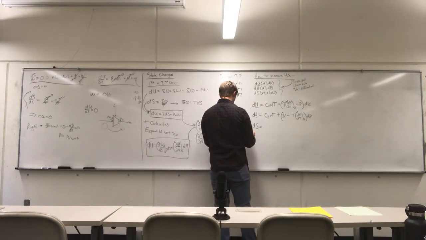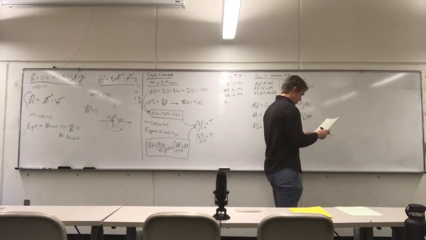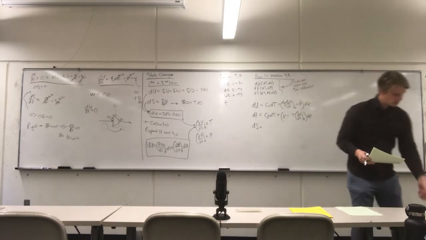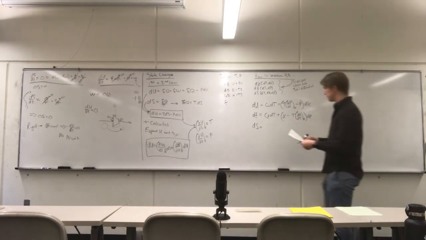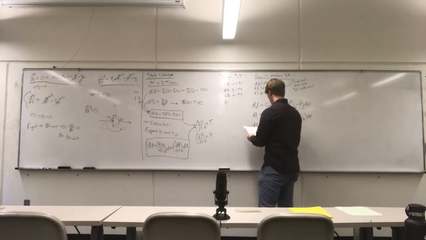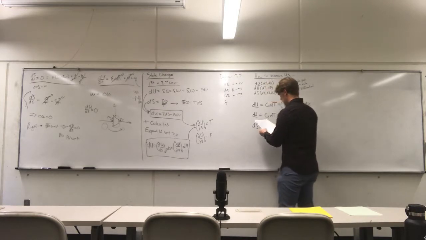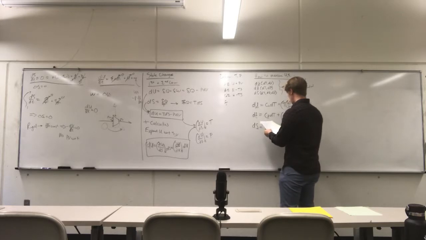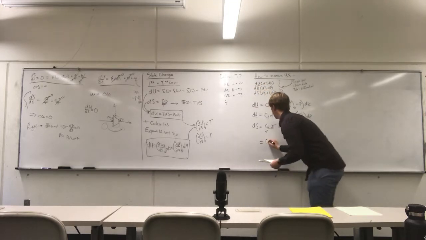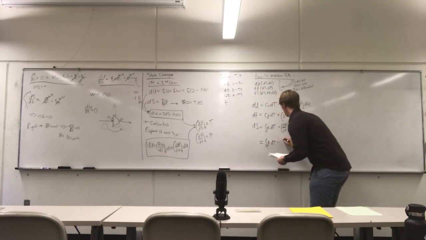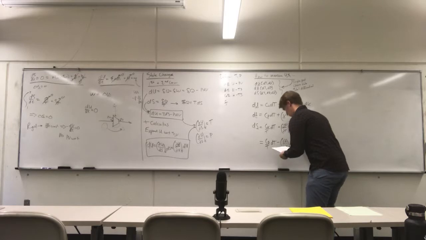Let's see, where's the entropy equation? No, I don't have it written down here on my notes. Cv over T dT. Yeah, so we're on the equation sheet here. Cv over T dT plus dP. And it also equals Cp over T. I got that right.